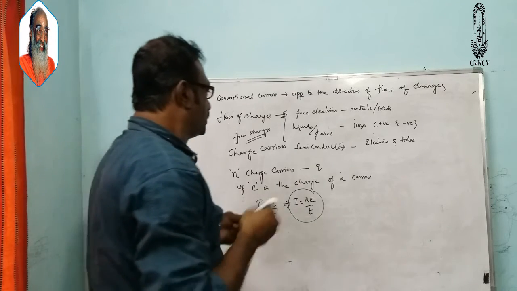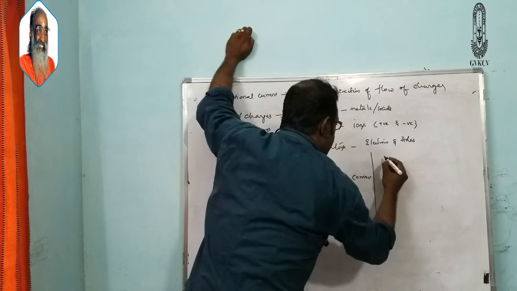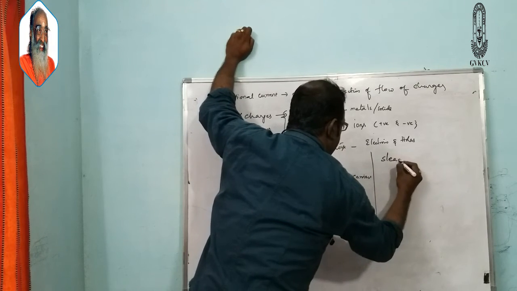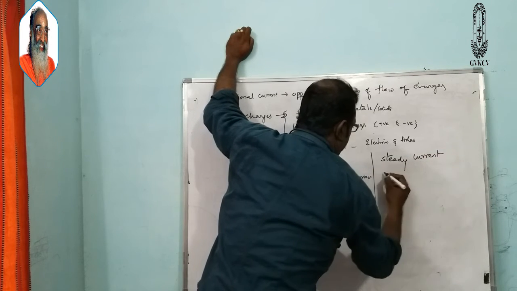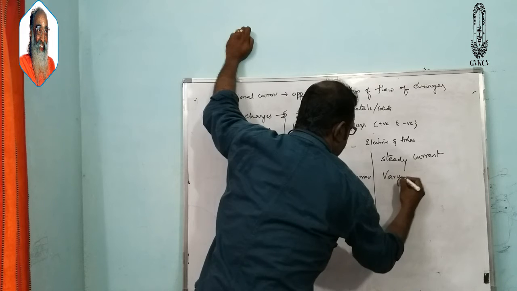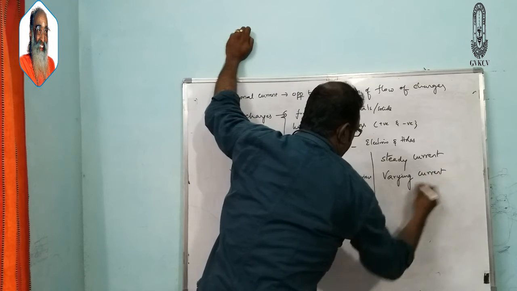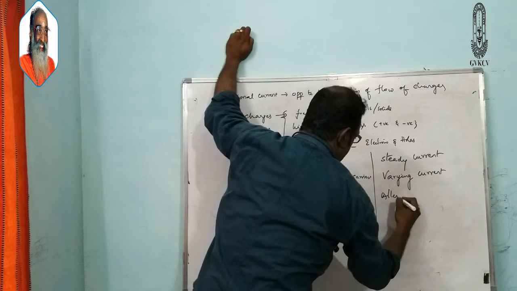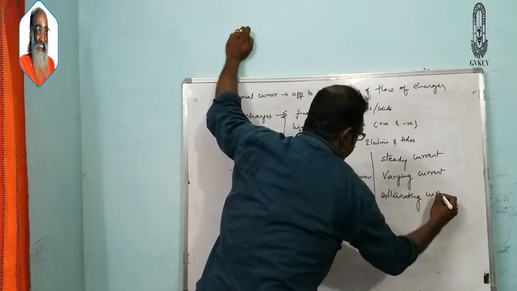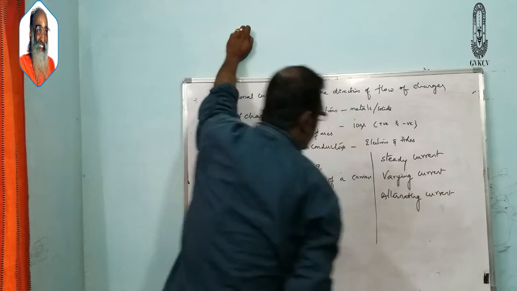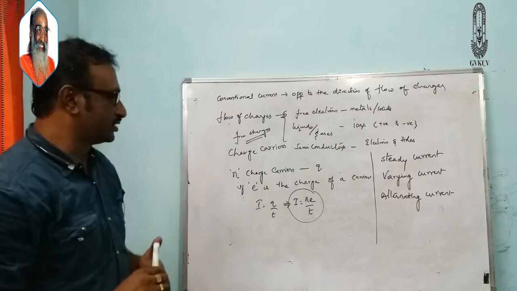Now let us talk about some other different types of current. That is steady current. The other one is the varying current, and the other one is the alternating current. What are these? Steady current, varying current, alternating current.